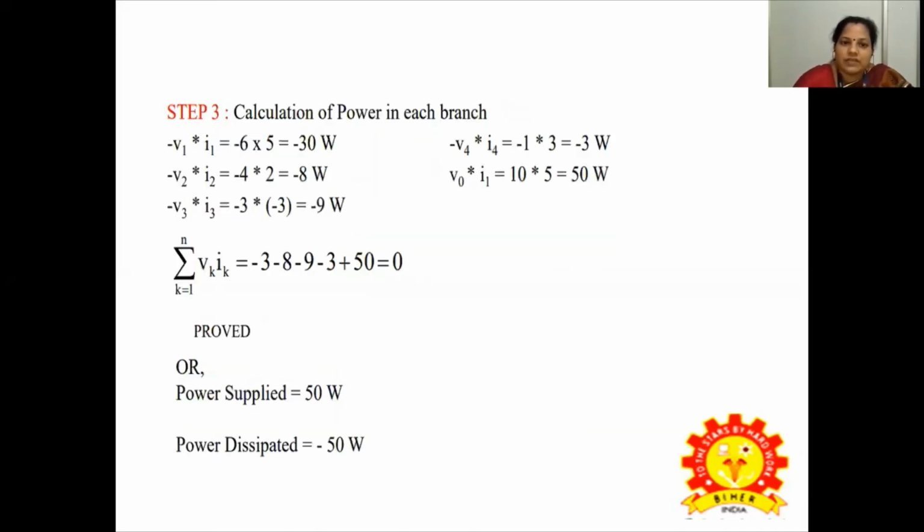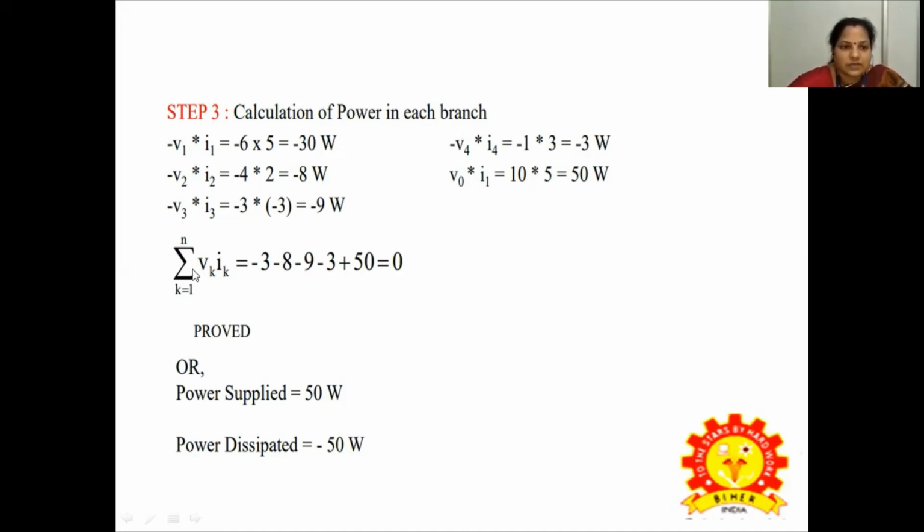So, calculation of power in each branch. V1 times I1 equals minus 6 times 5, which is minus 30 watts. Then minus V2 times I2 equals minus 4 times 2, which is minus 8 watts. Then V3 times I3 equals minus 3 times 3, which is minus 9 watts. So V4 times I4 equals minus 1 times 3, equal to minus 3 watts. So V0 times I1 equals 10 times 5, which is equal to 50 watts.